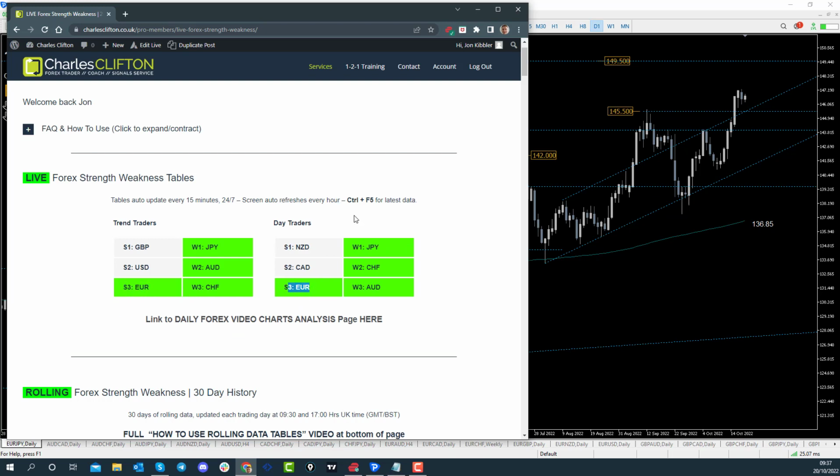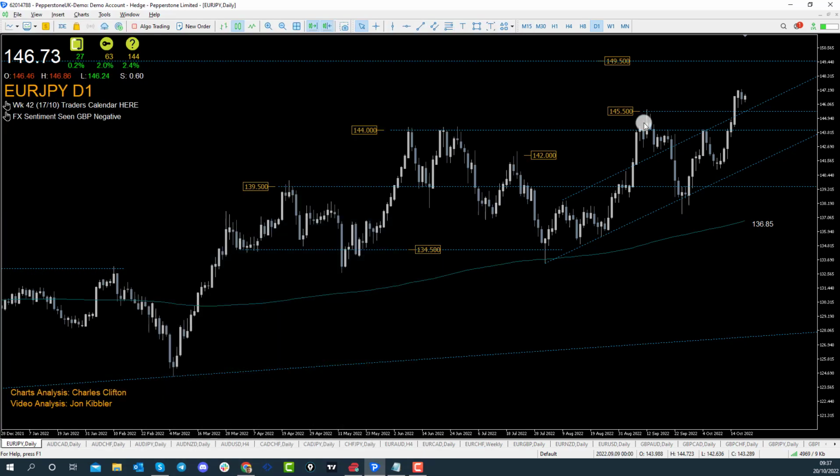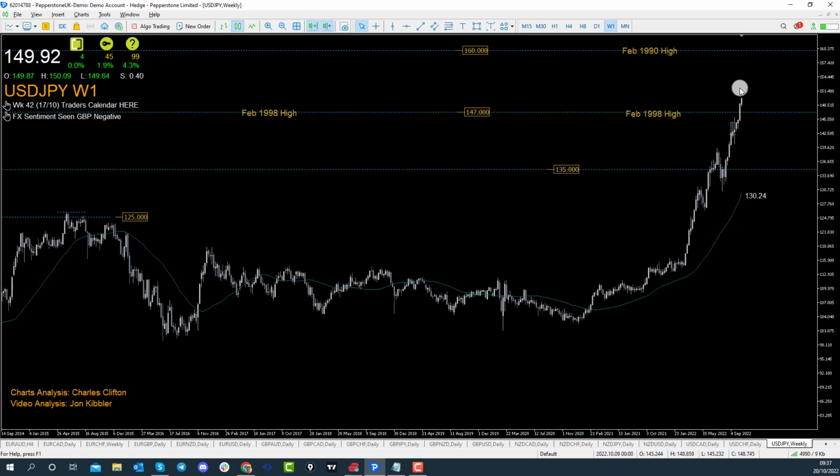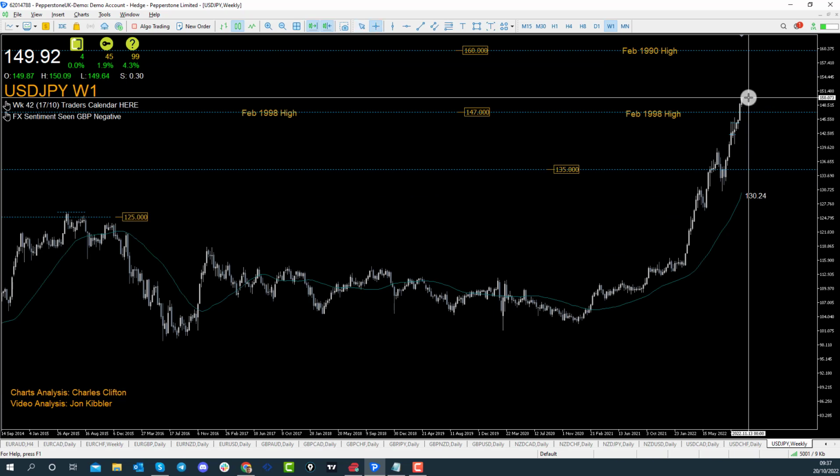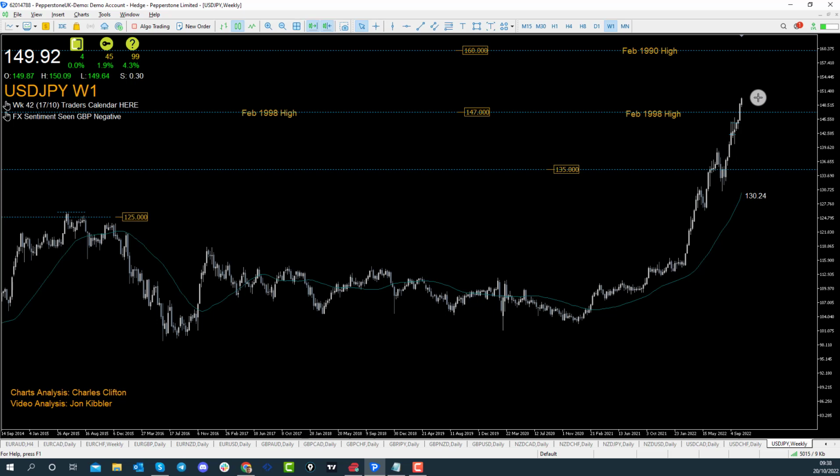So, Yen really weak at the moment, and we know that because if we jump over to dollar yen, just for a brief overview, we can see that we're pretty much straight lining on dollar yen at the moment. Now, we are at the 150 level on dollar yen, which could be an area which the Bank of Japan could try and intervene at. We've broken through the 1998 highs. The next level of interest is the 1990 highs, which is 160.